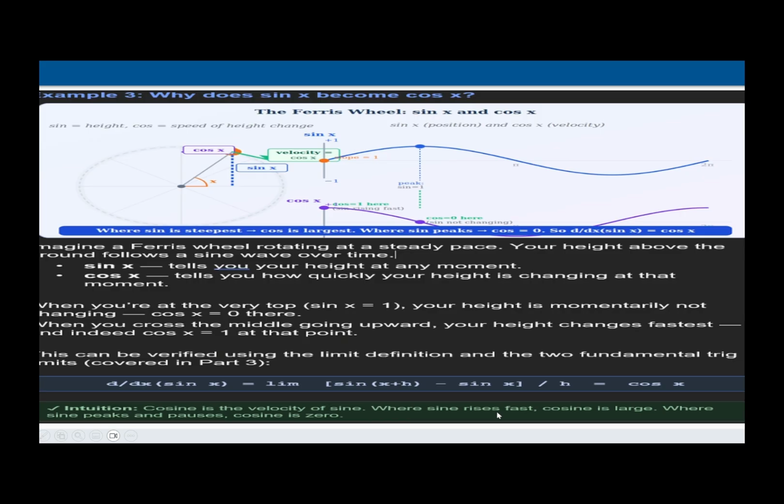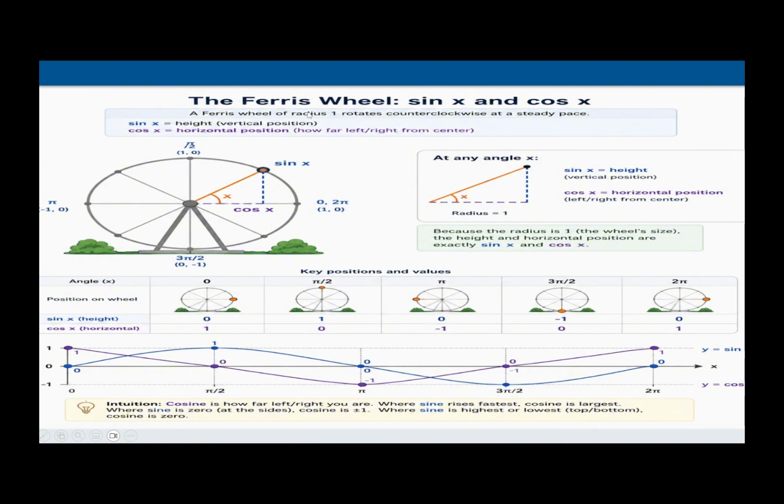Where sine rises fast, cosine is large. Where sine peaks and pauses, cosine is 0. That's why we remember that when we take the derivative, sine x becomes cosine x. That's the explanation. Is this one clear for you? So you look at your sine x at the high vertical position, and cos x at the horizontal position here. It's the angle x here.